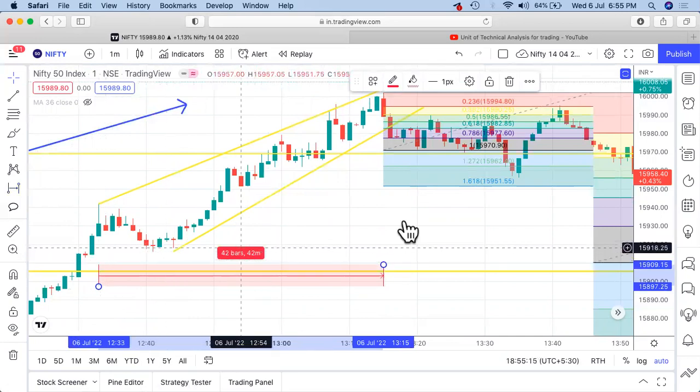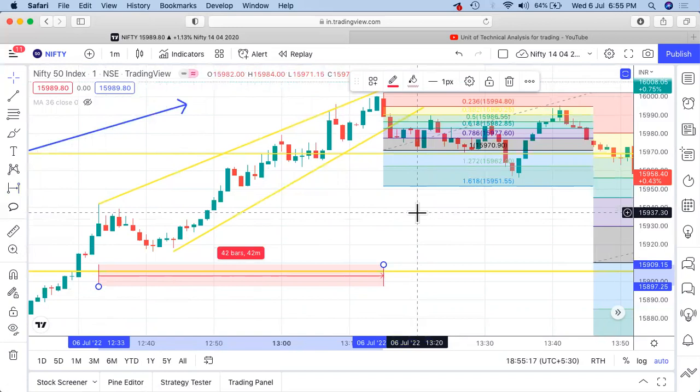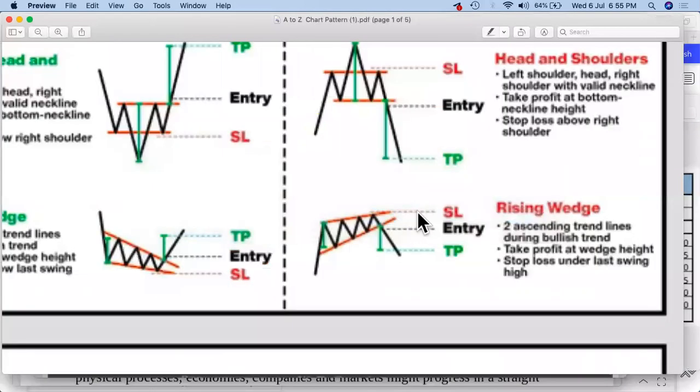So if this is a smaller time frame, the reversal is also generally a smaller one, as was shown in the theory part. So you find an entry at the bottom. This is as per theory. You have a target which is generally take profit at wedge height, stop loss under last swing high.